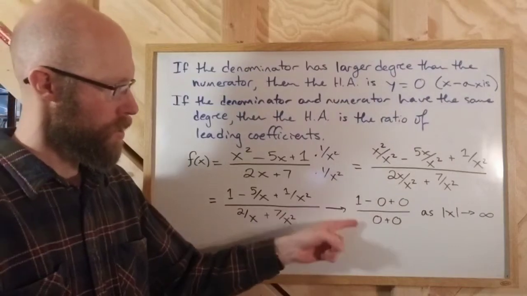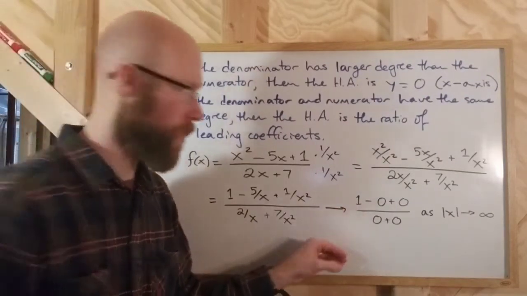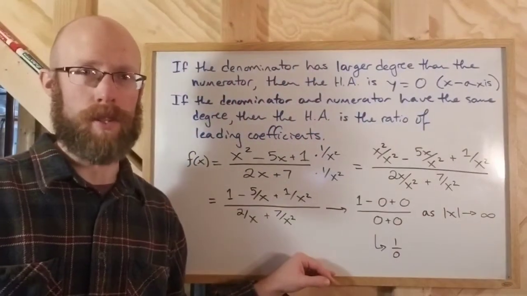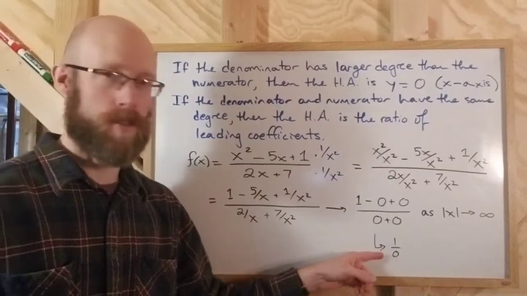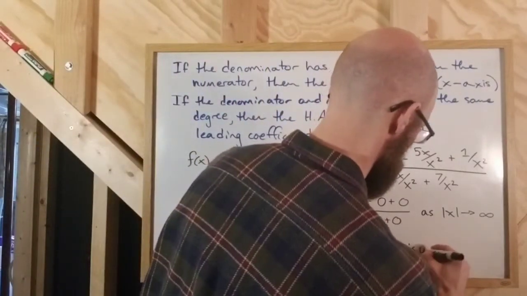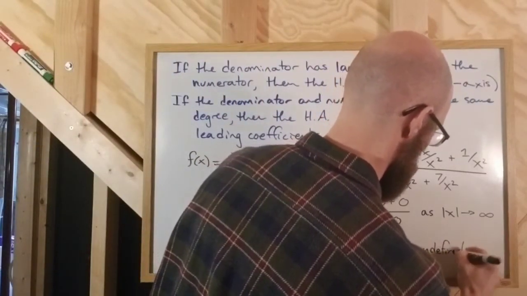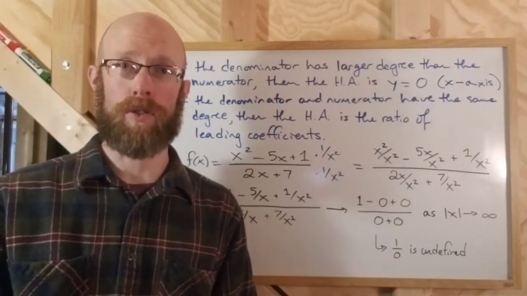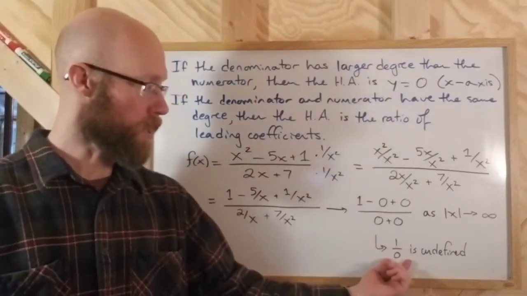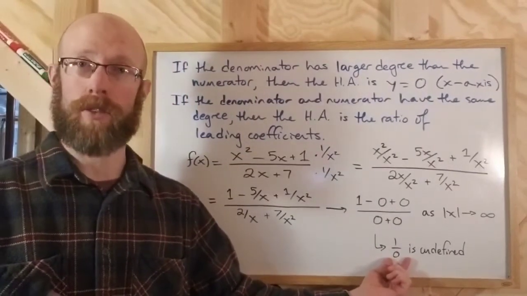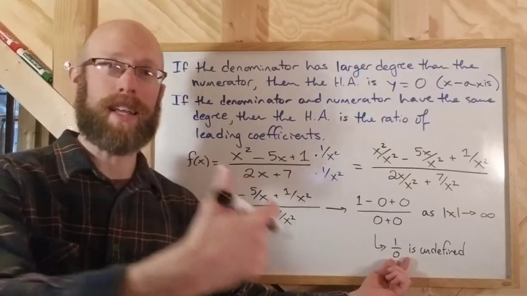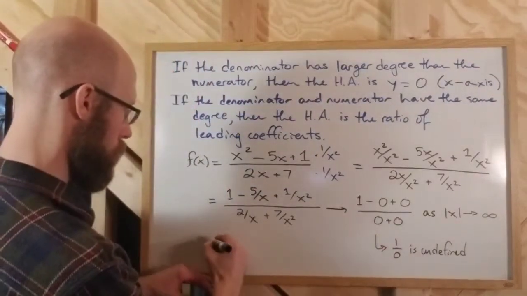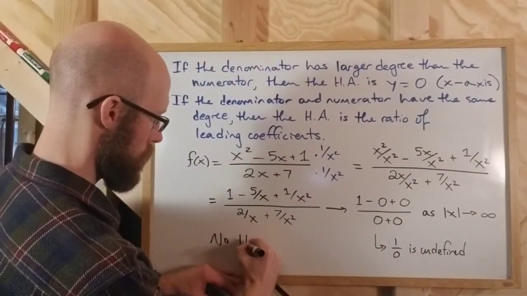And notice if I simplify this, I just get 1 over 0. Well, what is 1 over 0? Anything over 0 is undefined. Because it's undefined, that means there's not going to be a horizontal asymptote, because this is not actually a number, so y cannot equal something that's undefined. So that means there's no horizontal asymptote.